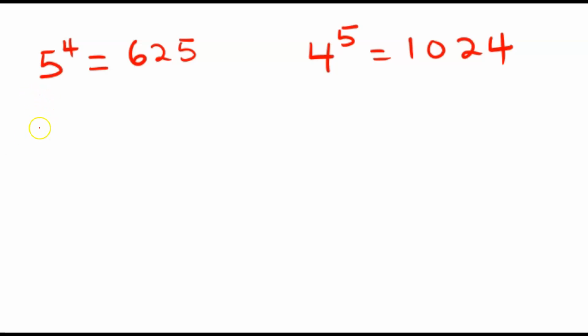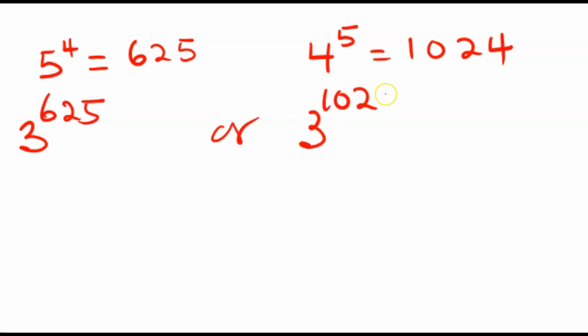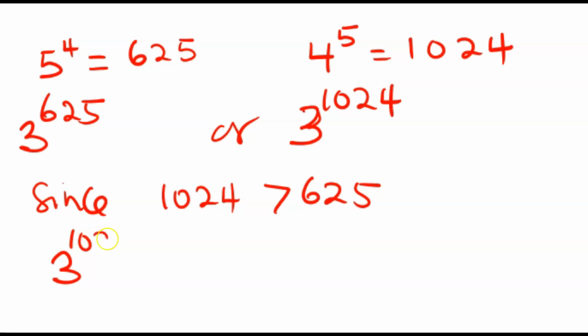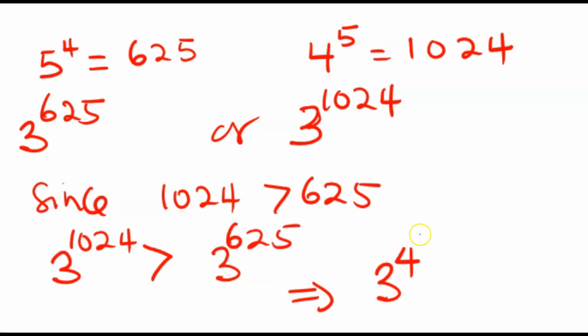So we are going to have 3 raised to the power 625, and then this will be 3 raised to the power 1024. Now since 1024 is greater than 625, we can say that 3 raised to the power 1024 will be greater than 3 raised to the power 625. This implies that 3 raised to the power 4 raised to the power 5 is the bigger number.